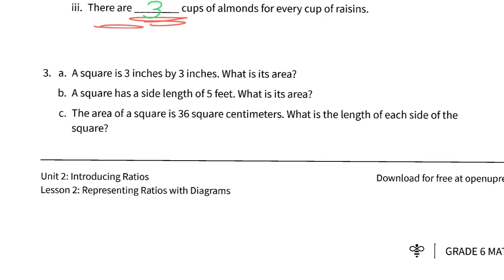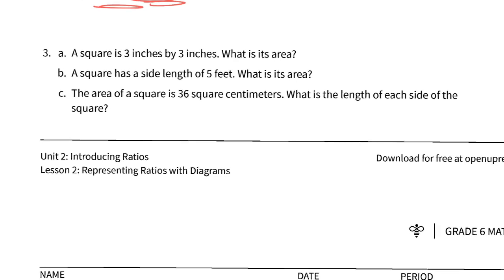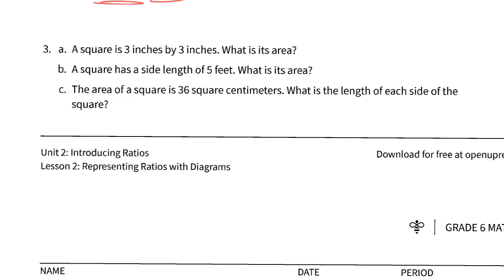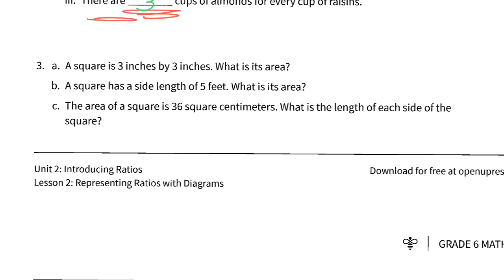It says, a square is 3 inches by 3 inches. What is its area? Oh, a little bit of review, right? So a square is 3 by 3. What is its area? Its area is 9 square inches. Remember, you put that little 2 there.